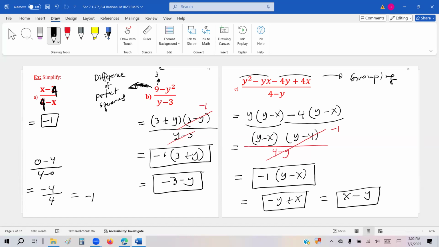Any question? So if you know how to simplify, that means you know how to multiply. Multiplying and simplifying, they're exactly the same thing. You factor, cancel, rewrite. The difference between multiplying and simplifying is that when you simplify, we only have one fraction to work with, but in multiplication or division, we have two fractions to work with.